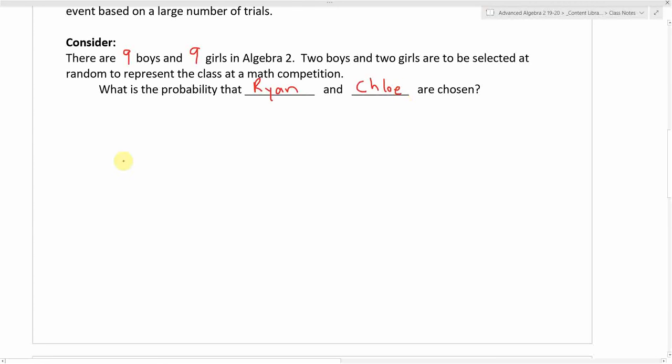Okay, so first thing we want to work through is thinking about here that it doesn't really matter the order that they're picked. So we're going to be using combinations. And what we want to do is think about what are the possible ways that Ryan and Chloe can get picked, and then divide that by the total possible ways of picking 2 boys and 2 girls, right? So we need the possible successes in the numerator and the possible outcomes in the denominator. So I think the possible outcomes is a little bit easier here. So let's do possible outcomes.